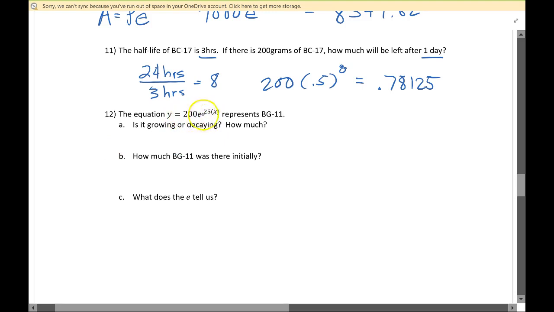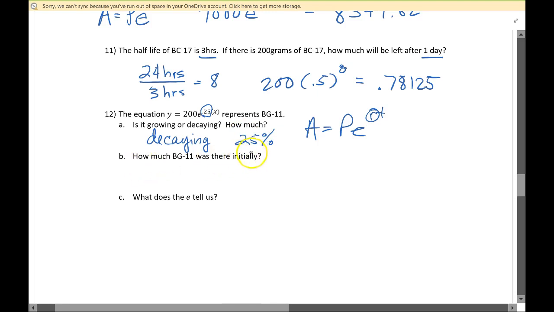All right, so in number 12, we're looking at this equation, and we have to determine how much is it growing or decaying. Well, in the equation that we looked at recently, the continuous growth, A equals P times e to the rt, r represents the rate of growth or decay. And since 0.25 is less than 1, we know that it's decaying. And 0.25 would have been given to us, and we would have converted it to a decimal, so it's decaying at a rate of 25%.